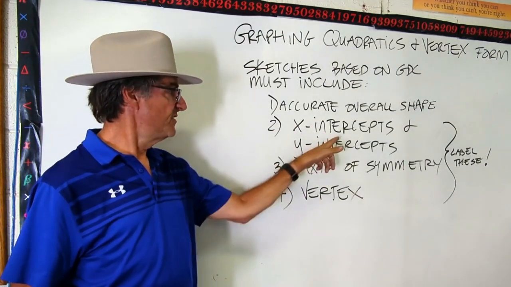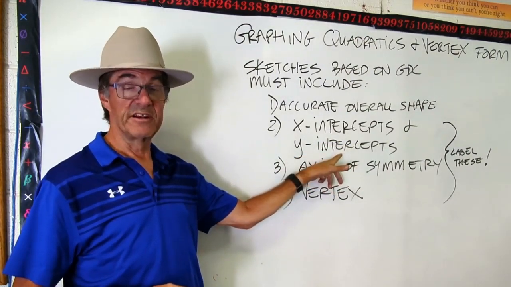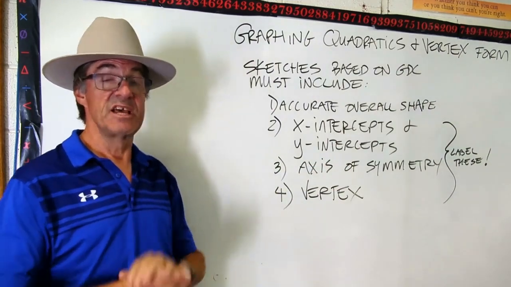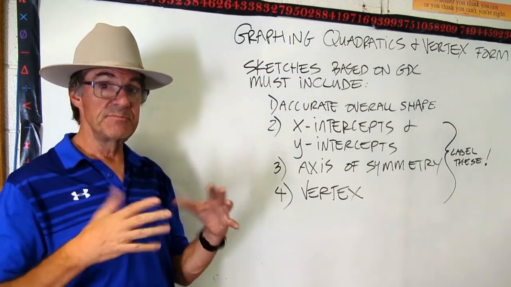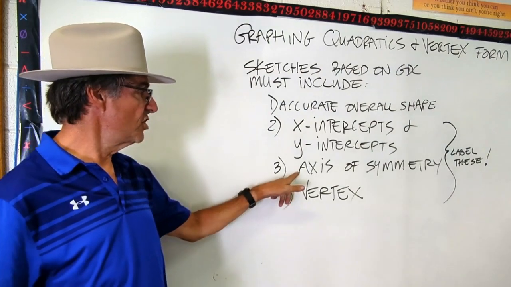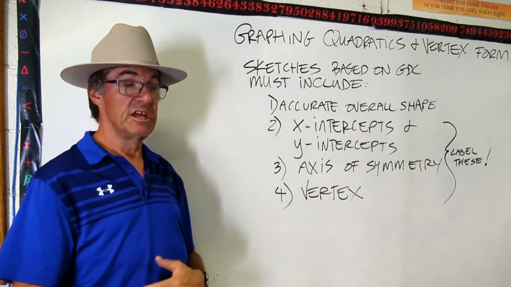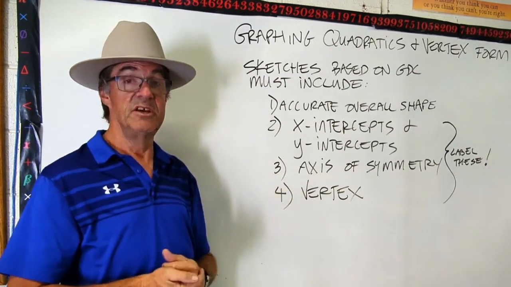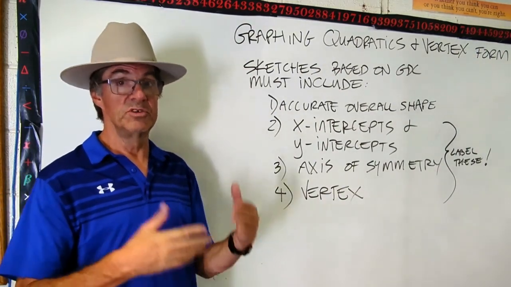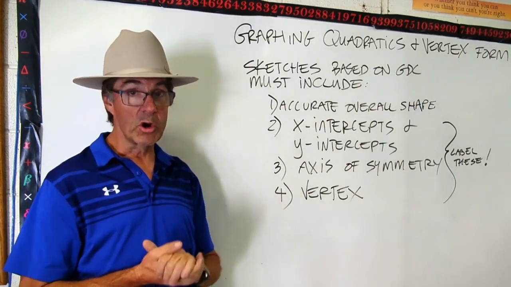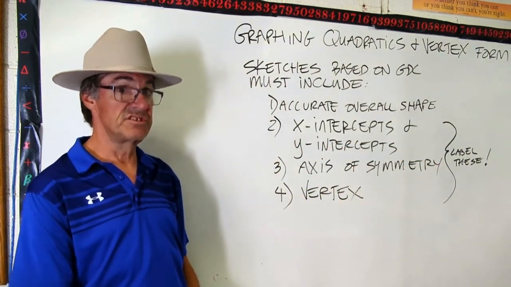And if you remember, this can have 0, 1, or 2 x-intercepts. Always has 1 y-intercept. So you should show those on your axes, note those points, and it should be roughly accurate. It doesn't have to be super precise, but it has to be roughly accurate. Then you want to show the axis of symmetry. Remember, this is an equation for a vertical line that goes through the vertex in the form of x equals some constant. So you want to show that on your graph. And then finally, you want to show the vertex, the turning point, which is either a minimum or a maximum, and show the coordinates of that point, which is why I put label these. All these things should have labels, not just dots.